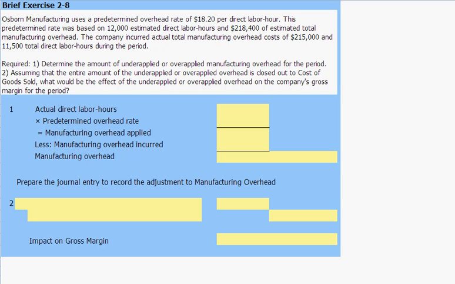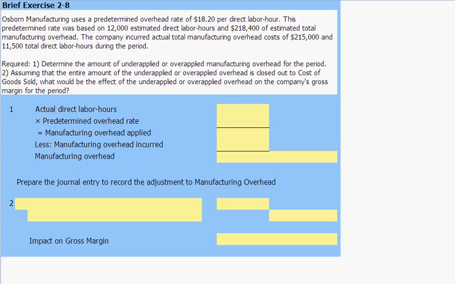Osborne Manufacturing uses a predetermined overhead rate of $18.20 per direct labor hour. This predetermined rate was based on 12,000 estimated direct labor hours and $218,400 of estimated total manufacturing overhead. The company incurred actual total manufacturing overhead of $215,000 and 11,500 total direct labor hours during the period.